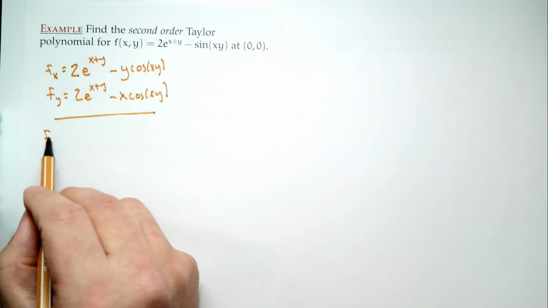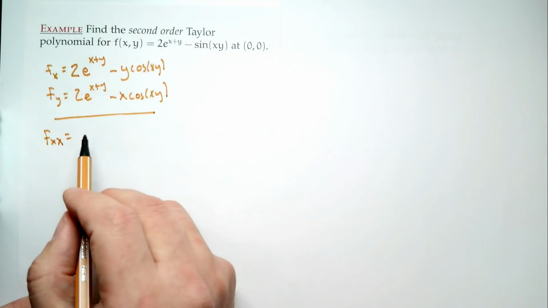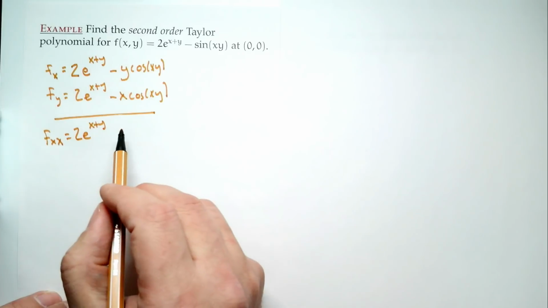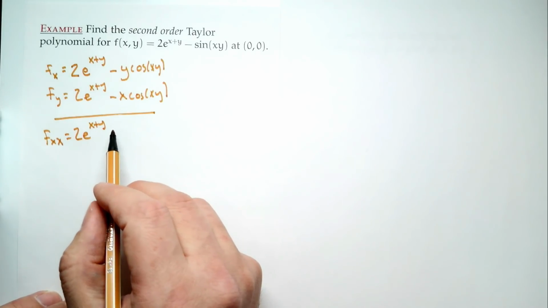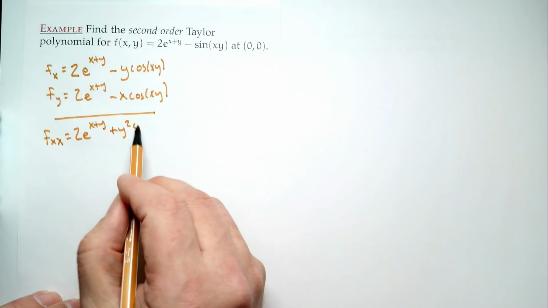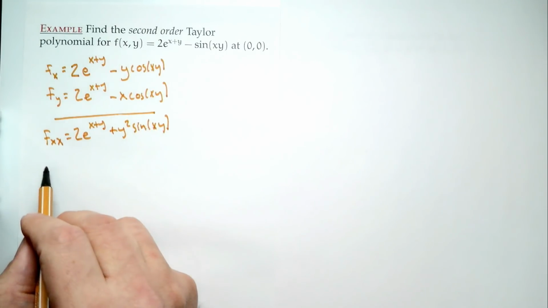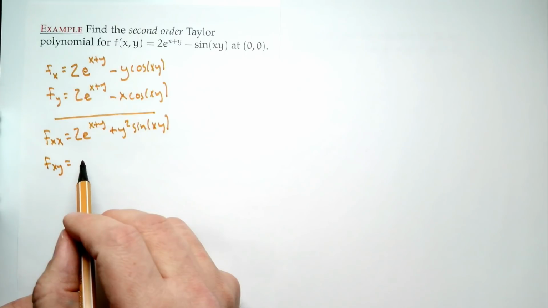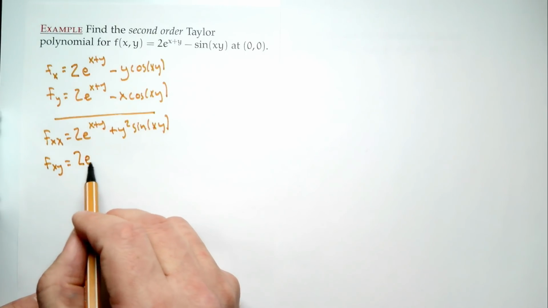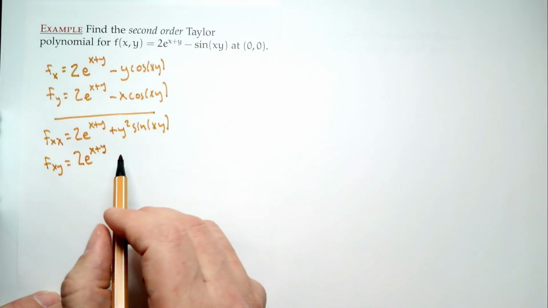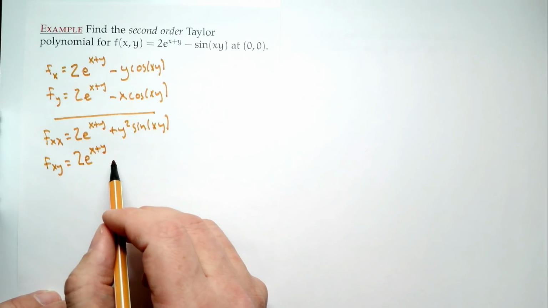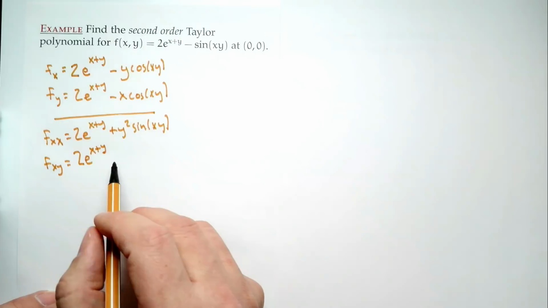My second order terms, fxx will be 2e to the x plus y still, plus y squared sine of xy. Fxy will be 2e to the x plus y, yx cosine xy. Sorry, what? Yx, or plus yx sine xy.